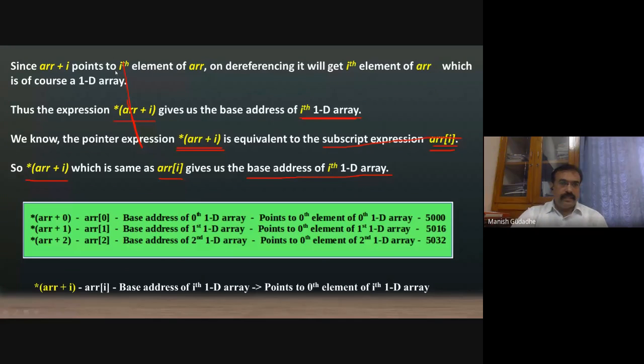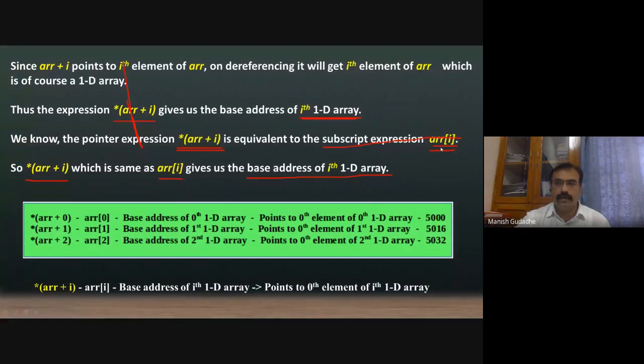So I am generalizing this statement. If A plus I is pointing to the ith element of an array, I can say that pointer to A plus I gives the base address of a 1D array. So that is equivalent to A of I. So A of I is equal to pointer to A plus I, which is equivalent to the base address of the 1D array. That's why we are generalizing this statement in this way.